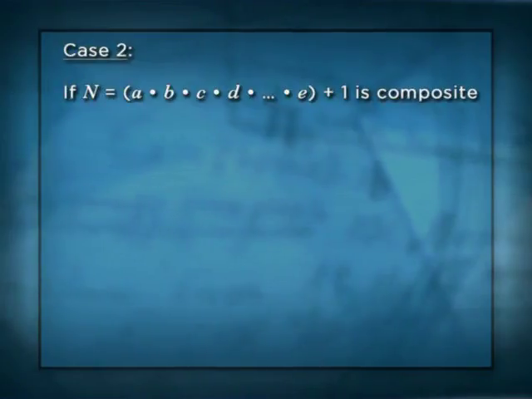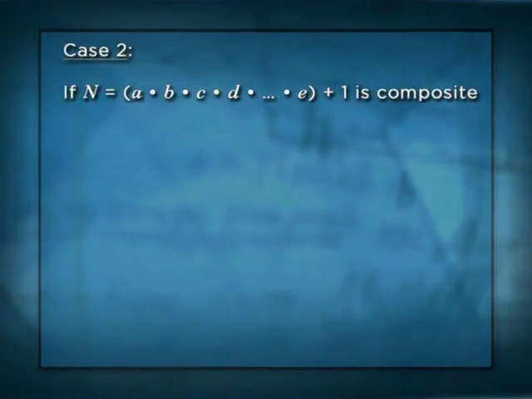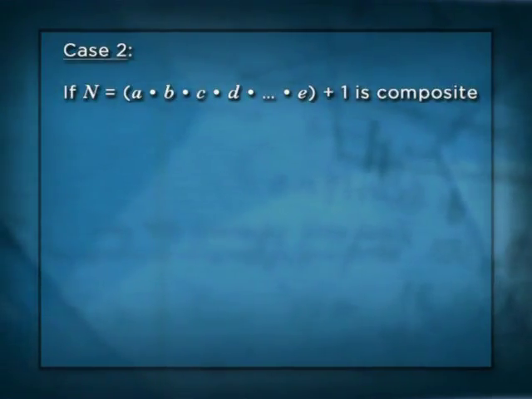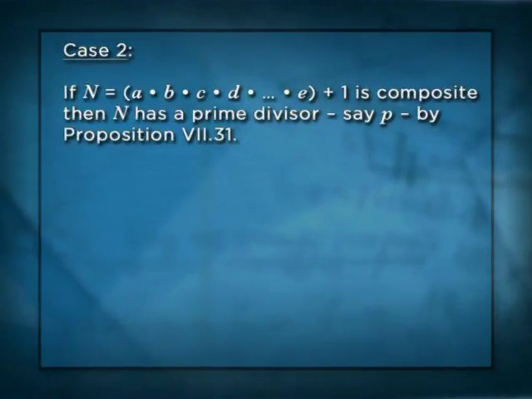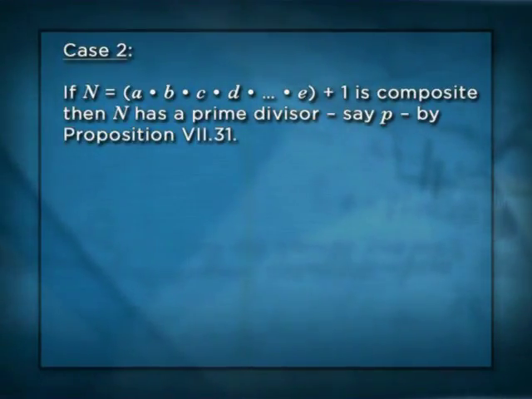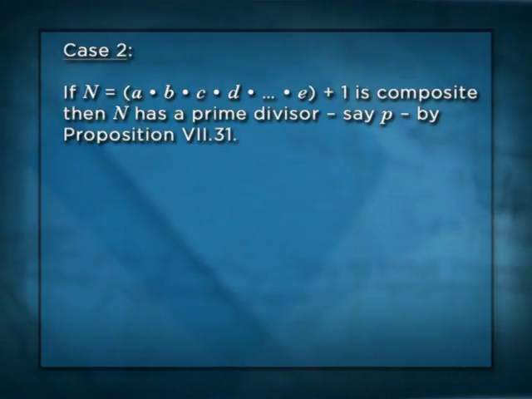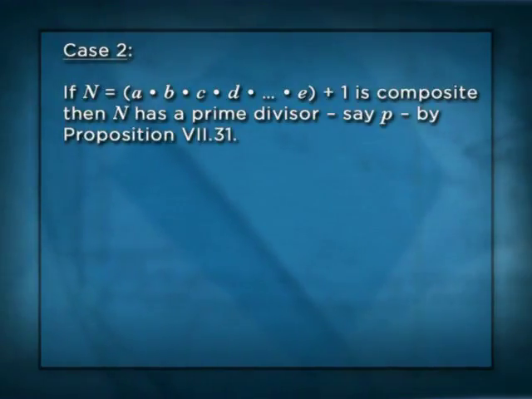So that's case 1. Case 2 is a little trickier. Maybe N isn't prime. It doesn't have to be. What if it isn't? Then this number N, A times B times C up to E, plus 1, is composite. I still have to find a new prime not on the original list. Where do you find it? Euclid now says if N is composite, it has a prime divisor. By the proposition I proved a minute ago, proposition 31 of book 7. Any composite has a prime divisor. If N is composite, sure enough, it must have a prime divisor, which I'm going to call P prime.